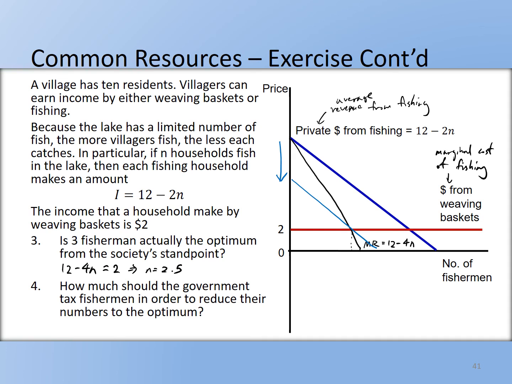Right, so that's what you want. You want to reduce demand by the amount such that there will naturally be just 2.5 fishermen. Right? So how much do you need to tax in order for that to happen? So this is private money from fishing after tax, right? That's private income from fishing after tax.